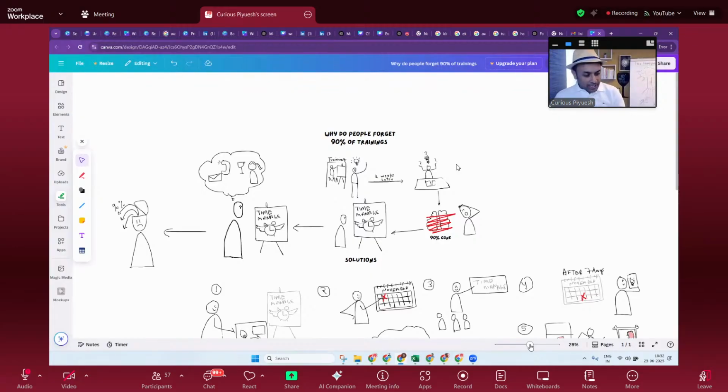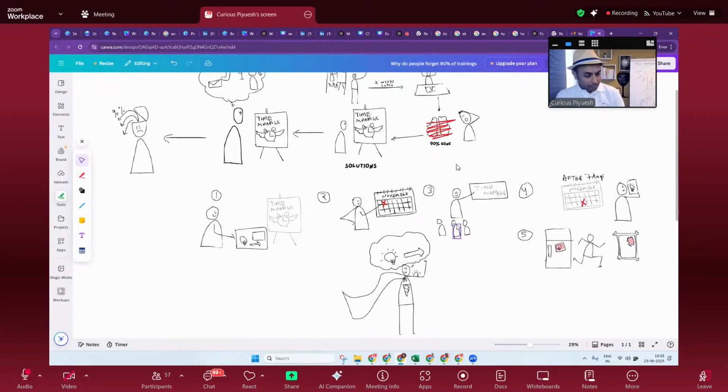Okay, why does this happen? Because passive learning doesn't stick. What works? So here, why does this happen? Because passive learning doesn't stick. And then the solution. Here are some of the solutions. Turn your ideas into simple sketches.